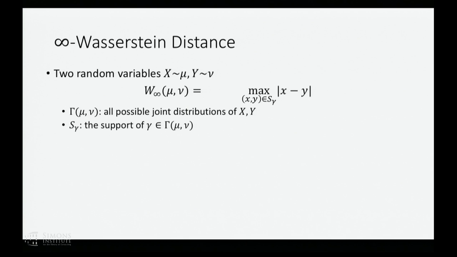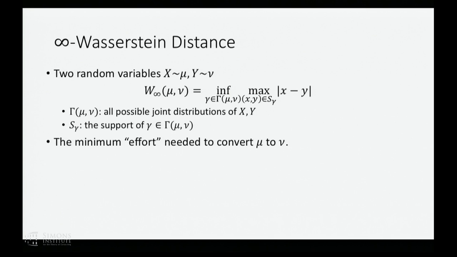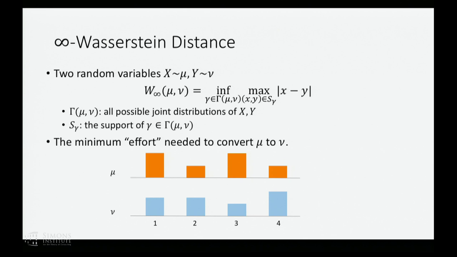Then we enumerate through all the possible joint distributions in our set and take an infimum. Intuitively, this quantity measures the minimum effort we need to convert distribution mu to distribution nu. For example, if we have these two discrete distributions on support 1, 2, 3, 4, we would like to do something to convert mu to nu.